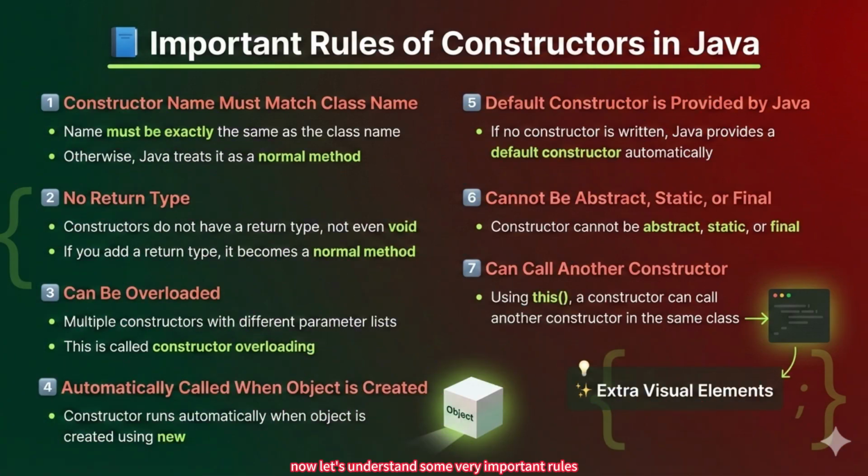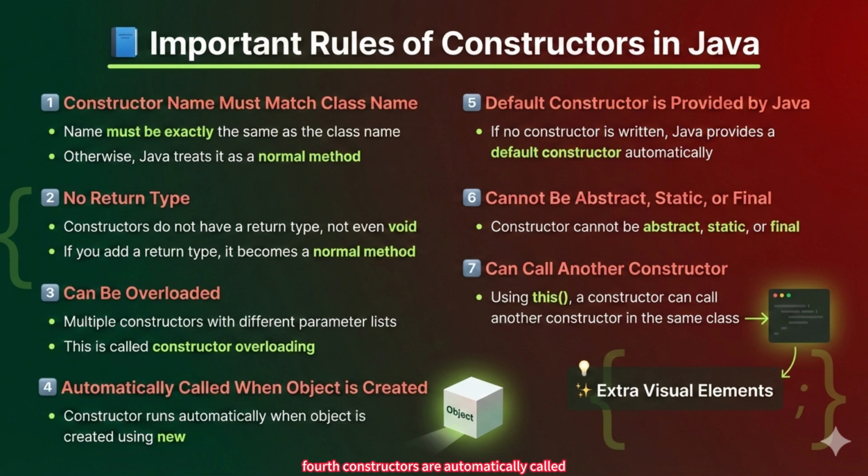Now let's understand some very important rules. First, the constructor name must match the class name. If not, Java will treat it as a normal method. Second, constructors do not have a return type. Not even void. If you add a return type, it becomes a normal method. Third, constructors can be overloaded. That means we can create multiple constructors with different parameters.